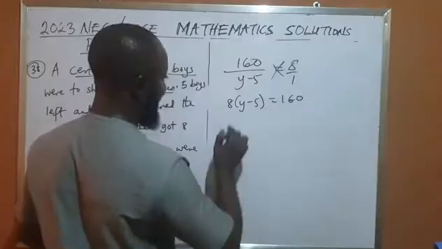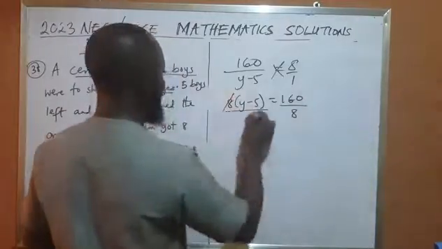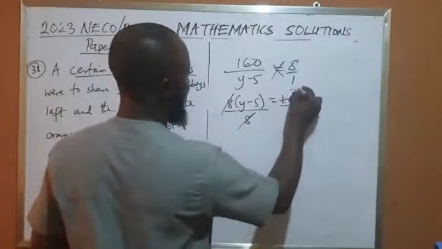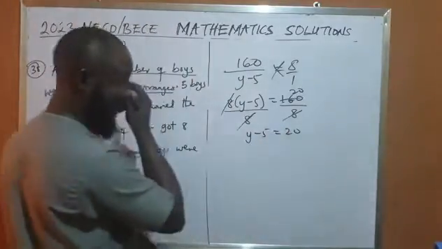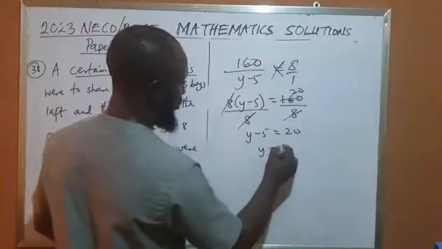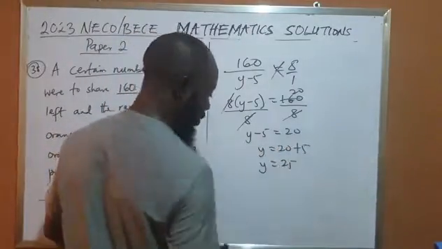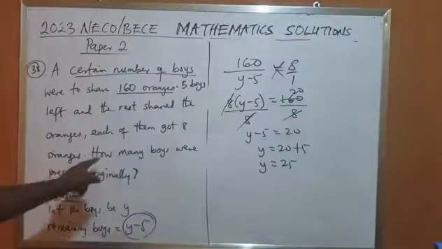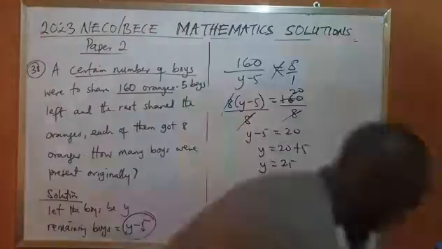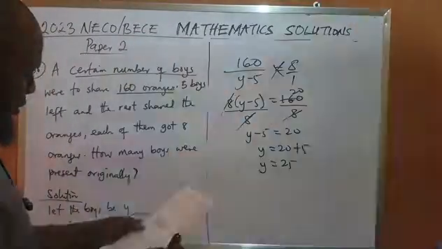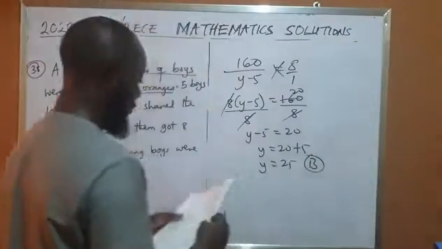We can do it that way. So 8 divided by 8, cancel, cancel. 8 here, 1, 8 here, 20. So that means y minus 5 equals 20, right? So y equals 20 plus 5. So y equals 25. So the number of boys present originally were 25, and that is option B. Option B, right? So let's go to question 39.